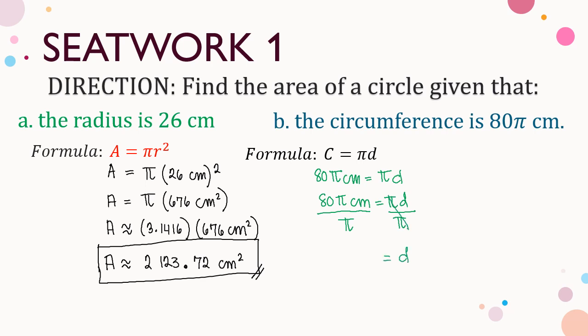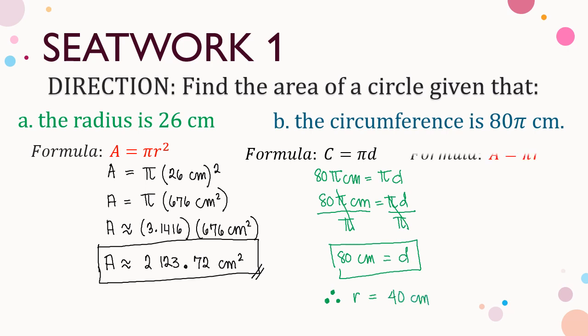Our diameter is equal to 80 pi centimeters divided by pi. So we have 80 pi, I mean 80 centimeters. Therefore, our diameter now is 80 centimeters. And since our formula for area involves radius, through this given data, since the diameter is 80 centimeters, our radius would be 40 centimeters.